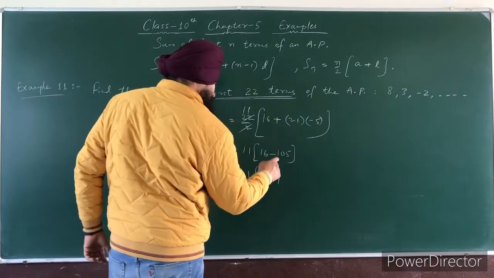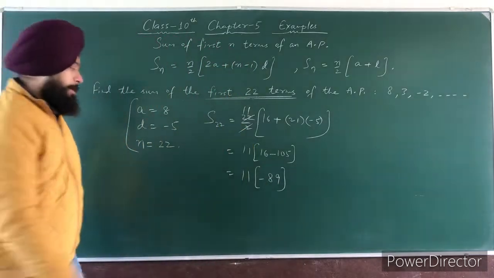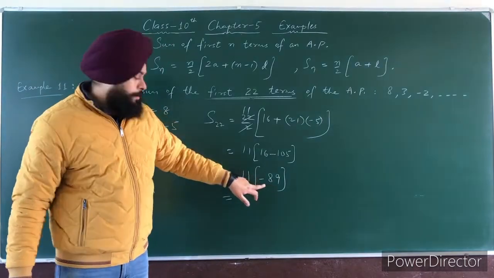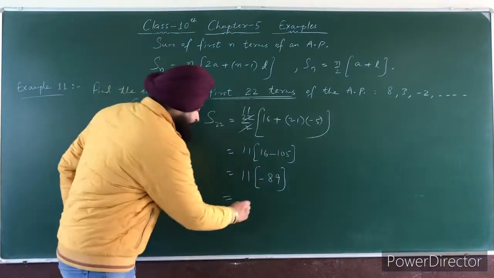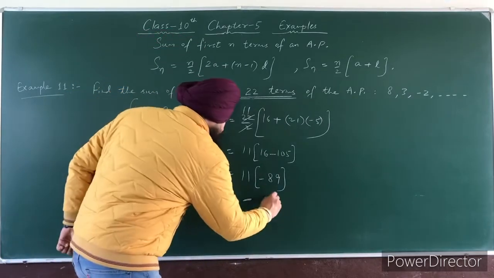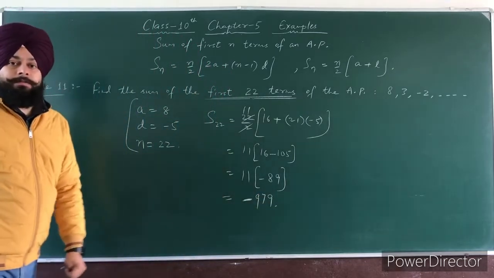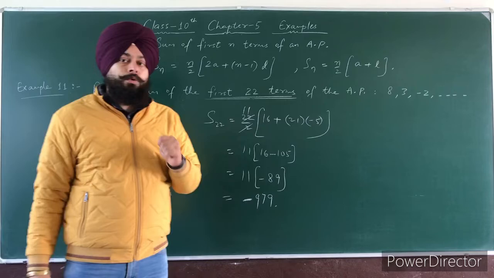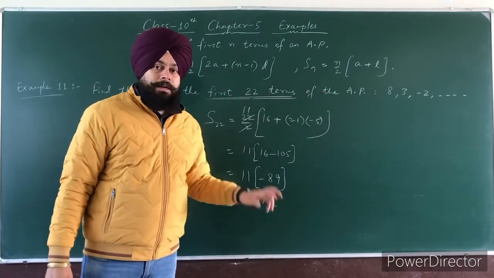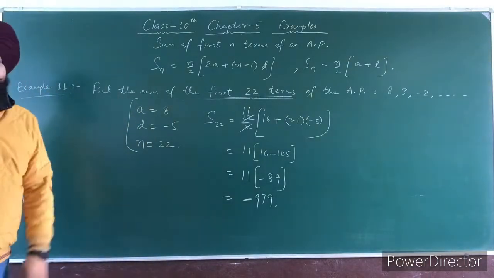It is minus 89. Now you can multiply, find the product of 11 and 89. So see here the sign is negative here. Now 11 into 89 is 979. It means the sum of first 22 terms of this AP series is minus 979. Clear, students? So this is the answer of example number 11.